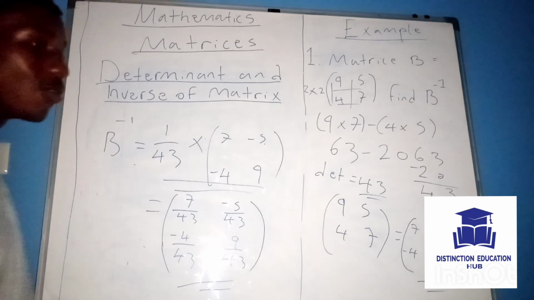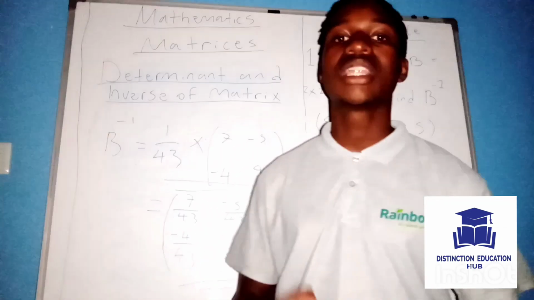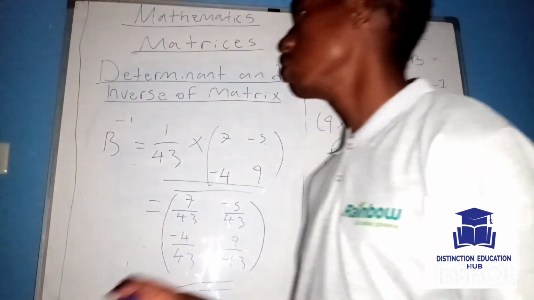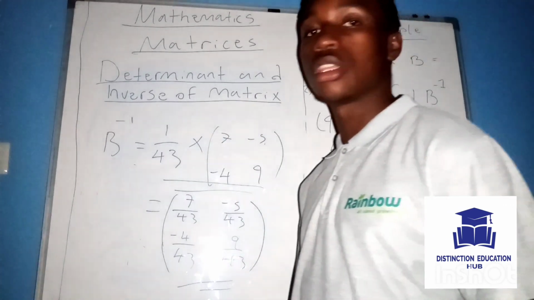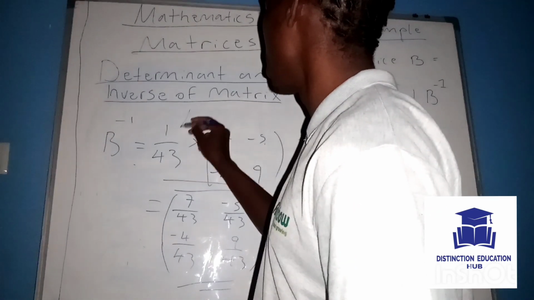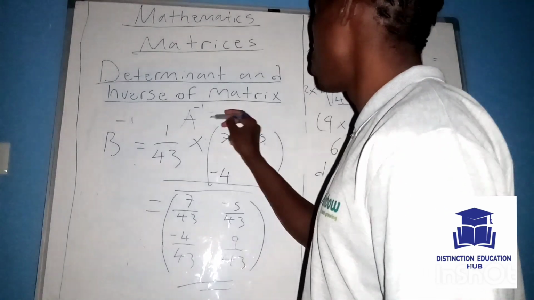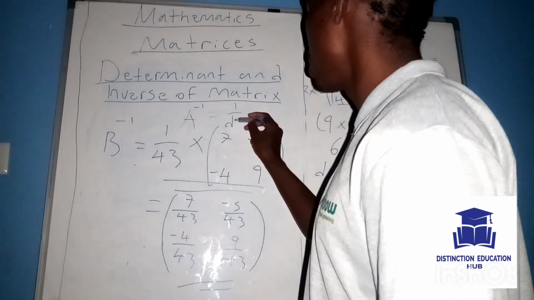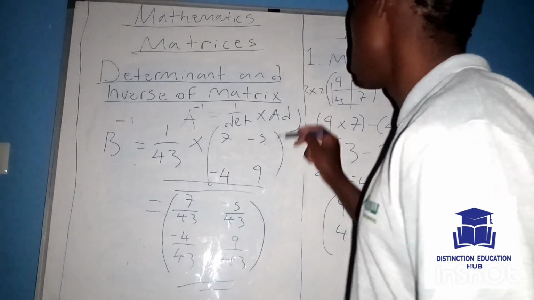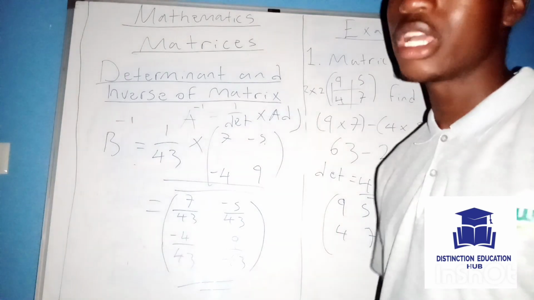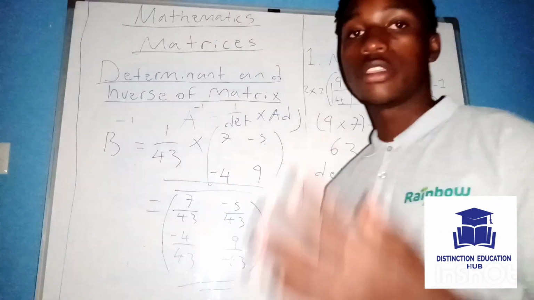So we've come to the end of our lesson. We're talking about the determinant and the inverse of a matrix. We said that to find the inverse of a matrix, you use this formula: A to the power -1 is equal to 1 over determinant times adjoint. That's the formula you are supposed to use in order to find your inverse.